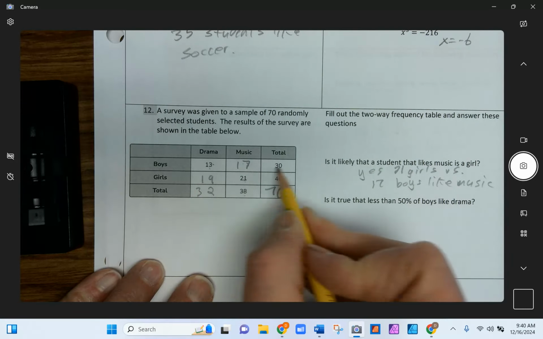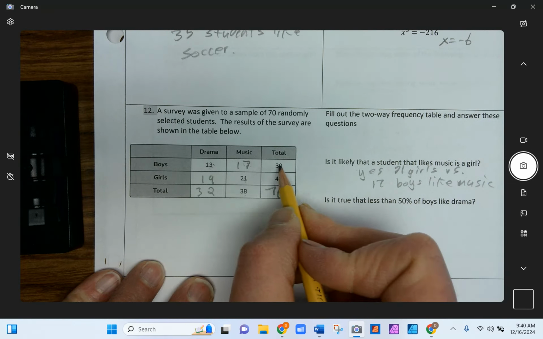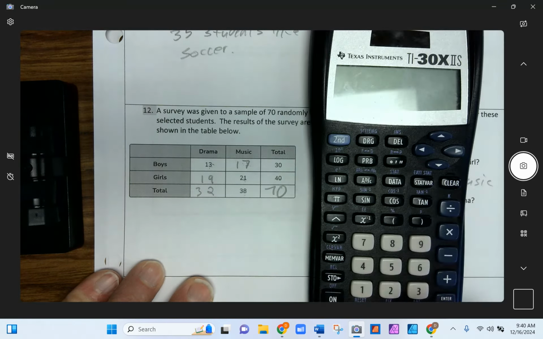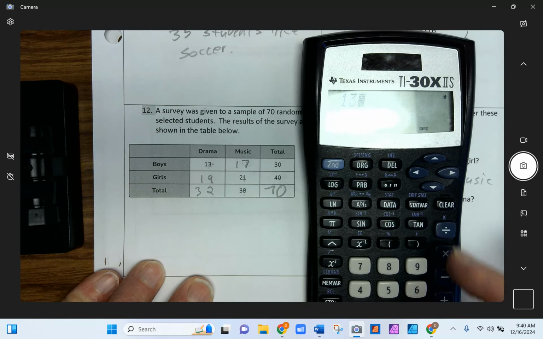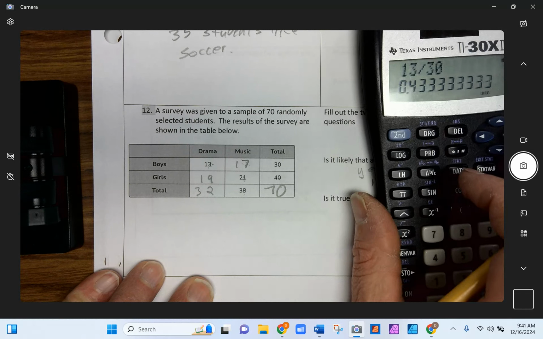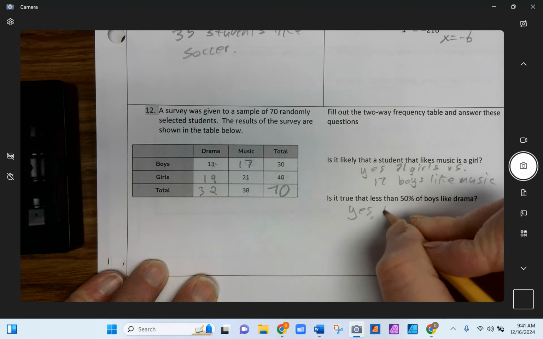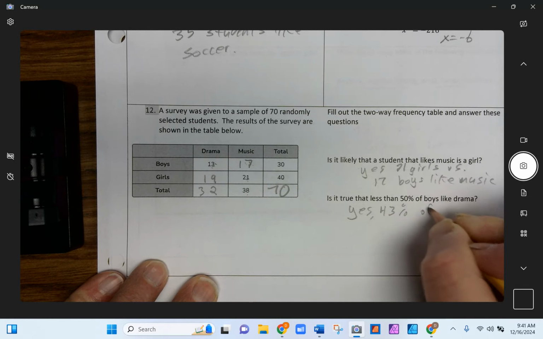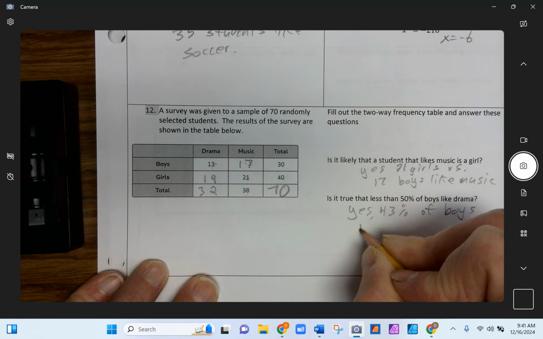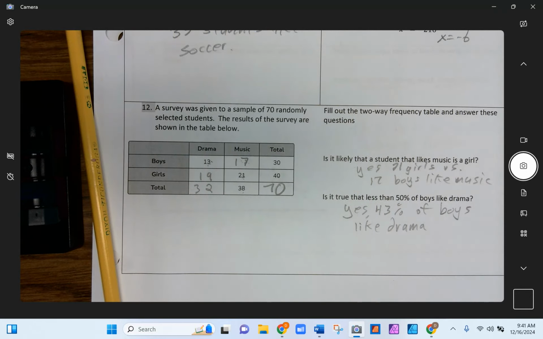Is it true that less than 50% of boys like drama? So if you just look at the boys right here, we've got 13 compared to 17, or 13 divided by 30. If we wanted to be real sure, we would take 13 and divide by 30, and that is less than 50%. So you'd say yes, 43% of boys like drama. Thank you.